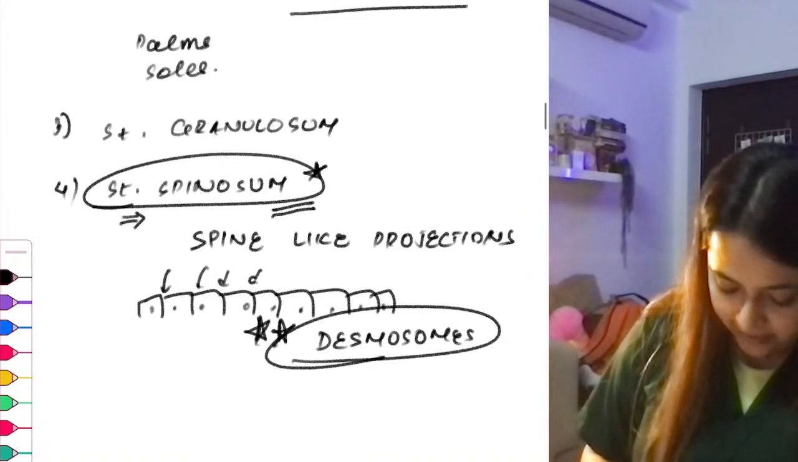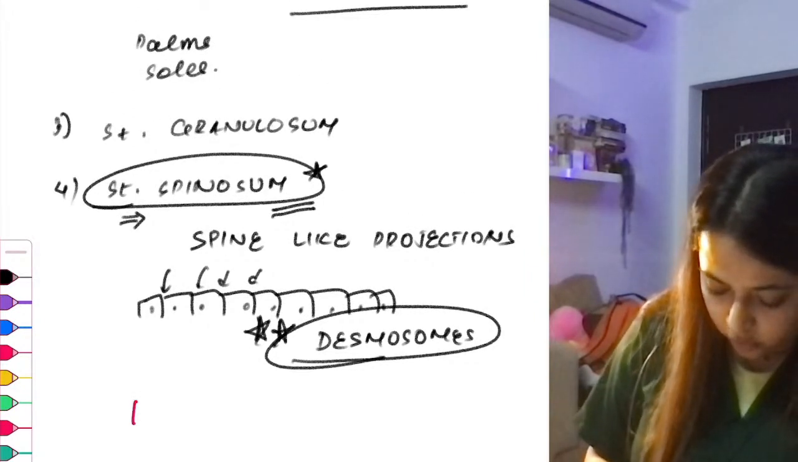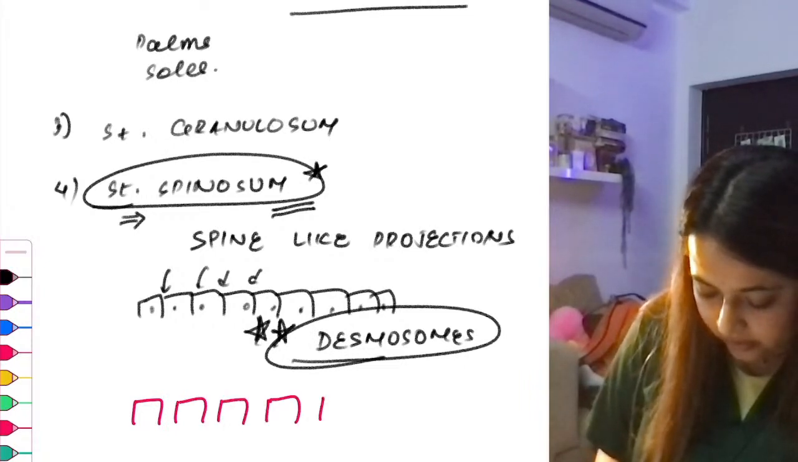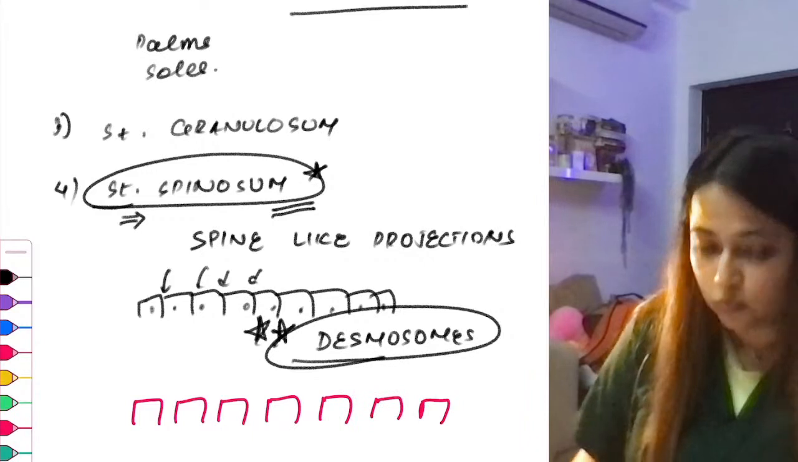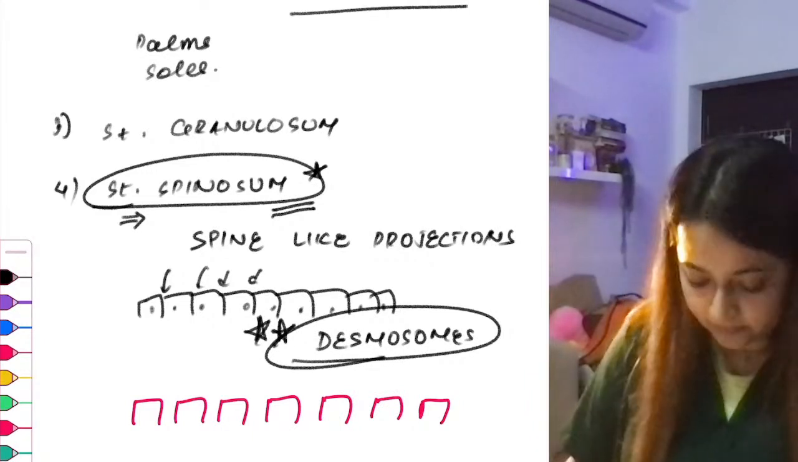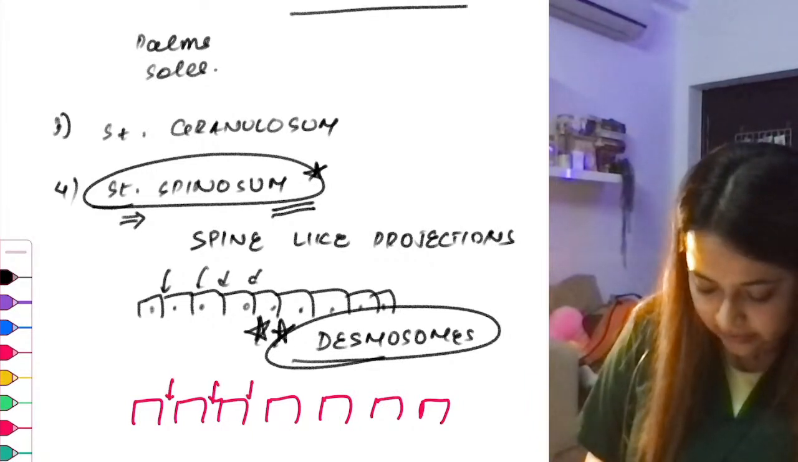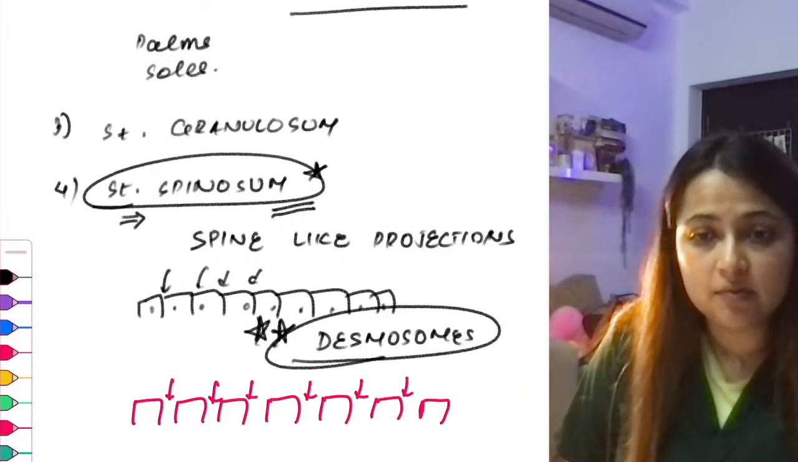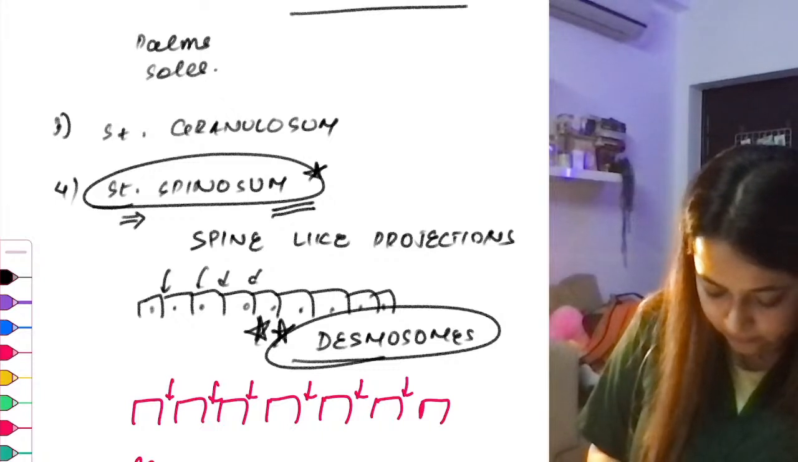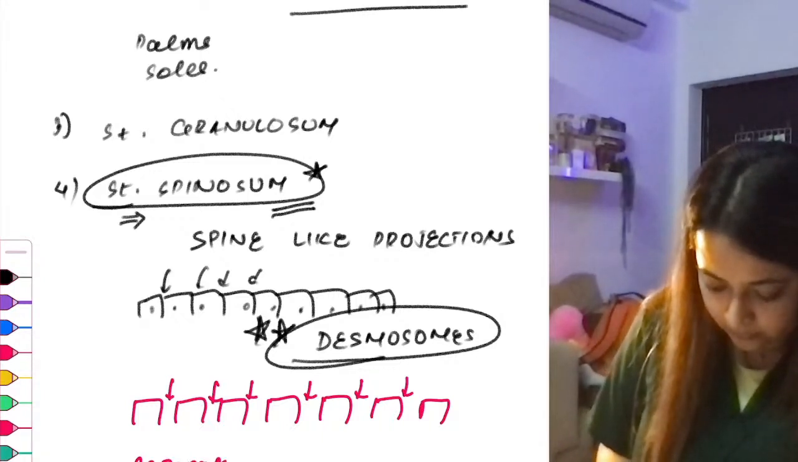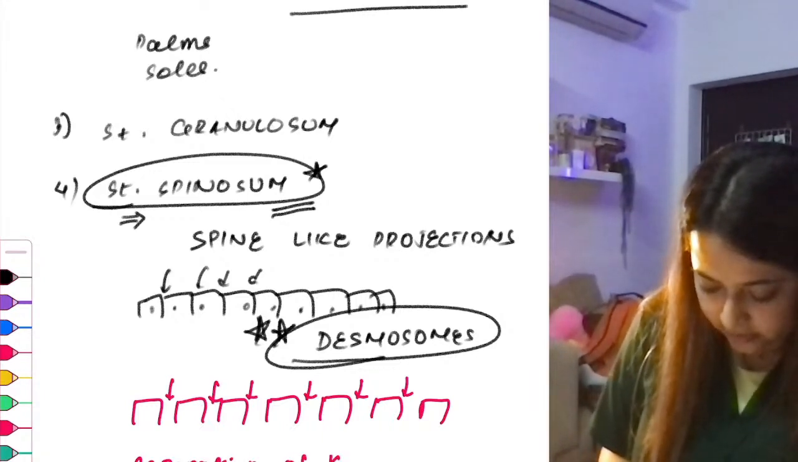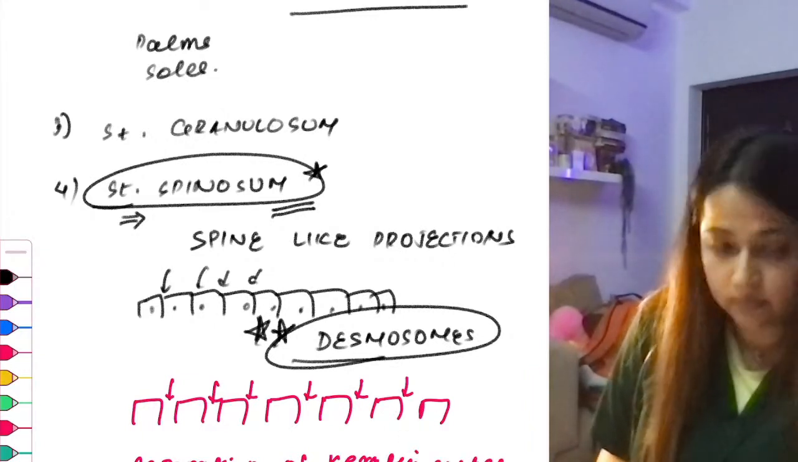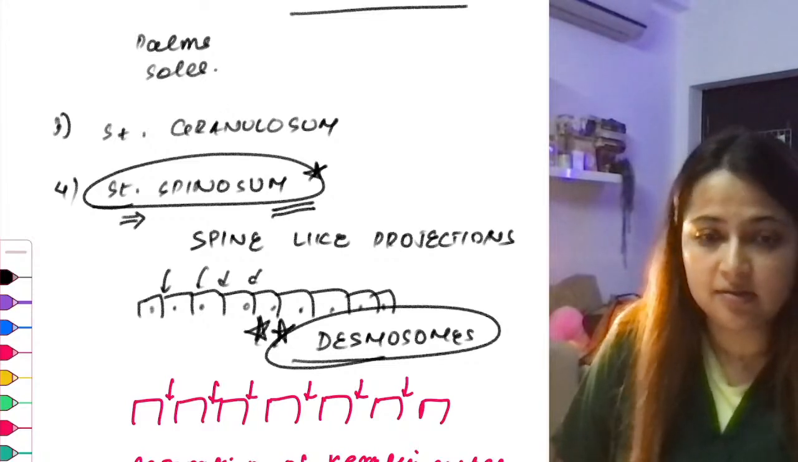Now imagine, guys, what happens if desmosomes are being destroyed? The connections between the keratinocytes will be gone. So keratinocytes will be separated from each other. Separation of keratinocytes. So there will be acantholysis.